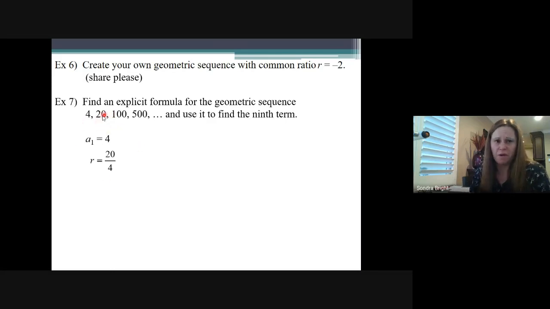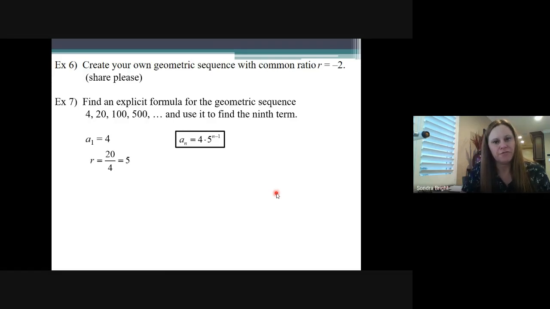The other way to do it, because that was pretty easy, since sometimes you'll find ones where they're not so simple to tell: you just divide consecutive terms, the one on the right divided by the one on the left. So 20 divided by 4. It also would have worked if you did 100 divided by 20, or 500 divided by 100. Either way, you get 5. And the formula for a geometric sequence is the nth term equals the first term, that was 4, times the common ratio, 5, raised to the power of n minus 1. So there's your general term.